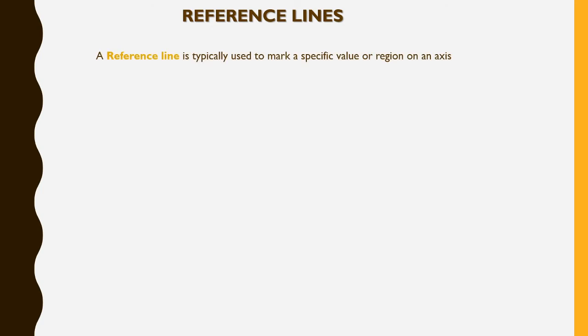Now, a reference line is typically a line that is used to mark a special value or a region on an axis. That is, if we are doing any type of analysis, and we want to represent a particular value on any of the axes or any region, then we can show that value with the help of a reference line. We can also show different levels of information, such as minimum value, average, maximum and median, using reference lines. Now how we are using it, you can see it here.